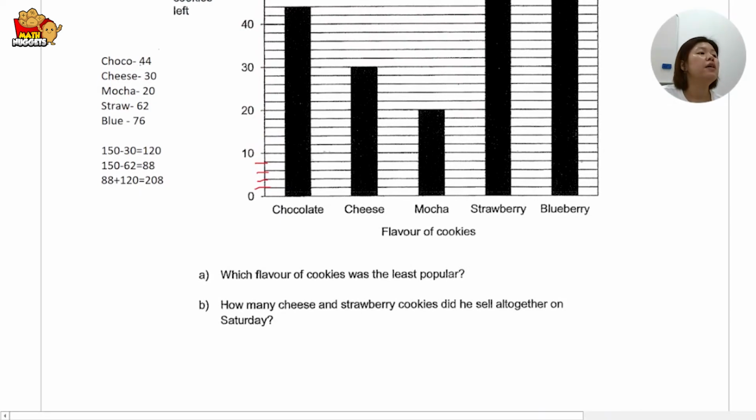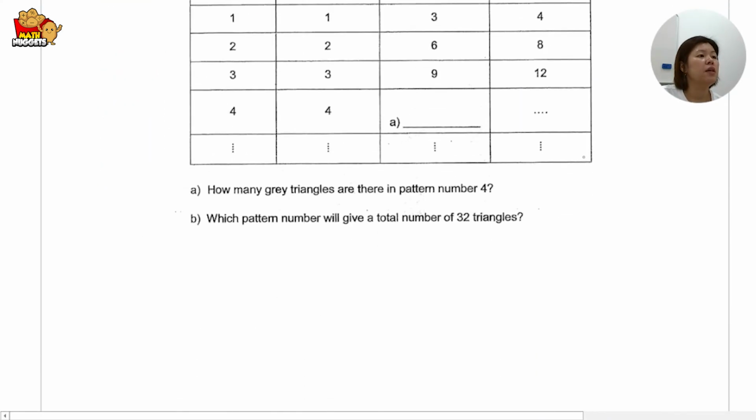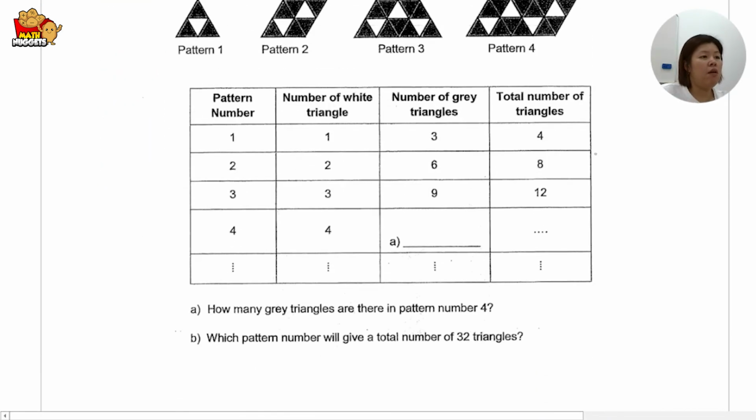Okay, let's move on. It's pattern. Okay, let's look here. They want gray triangle. If you can see the pattern, my white is actually +1, and this one is +3, +3. It's actually our 3 timetable. And then my total number of triangles is actually 4 times table because it's +4.